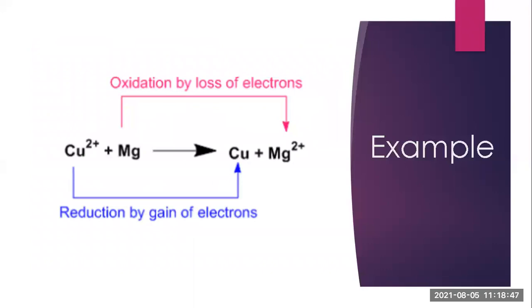Here also one example, Cu2+ will get converted into Mg2+. So now what happens here? Mg, so hence we will get Cu plus Mg2+. Here both the oxidation by the loss of electron and reduction by the gain of electron take place. So hence it is also a redox reaction.